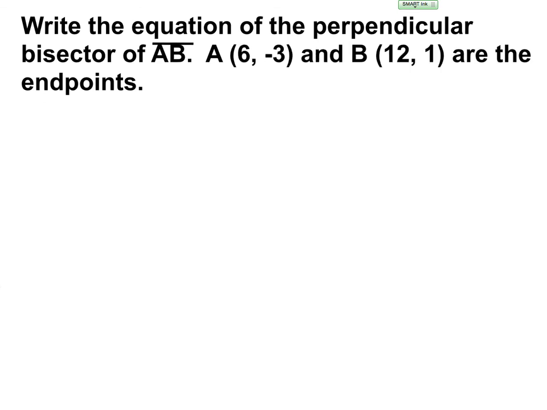All right, here's another one. Write the equation of the perpendicular bisector for segment AB. A is the point 6, -3, B is the point 12, 1. Those are the endpoints of the segment. But I want the equation of the perpendicular bisector. What would be the line that would go right through its midpoint at a 90-degree angle? So what were the two things we had to calculate? Midpoint for the point it goes through, and then we had to work with the slope and fix it up to be perpendicular. So work on those two things.